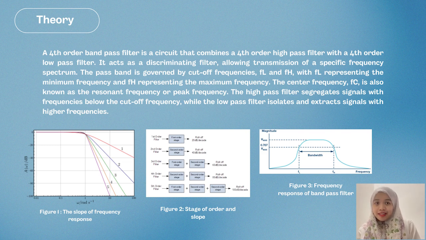The high-pass filter gets signals with frequency above the cut-off frequency, while the low-pass filter isolates and extracts signals with lower frequency. As you can see, Figure 1 shows the slope of the frequency response, Figure 2 is the stage of order and slopes, and lastly, Figure 3 is the frequency response of the bandpass filter. That's all from me. Thank you.